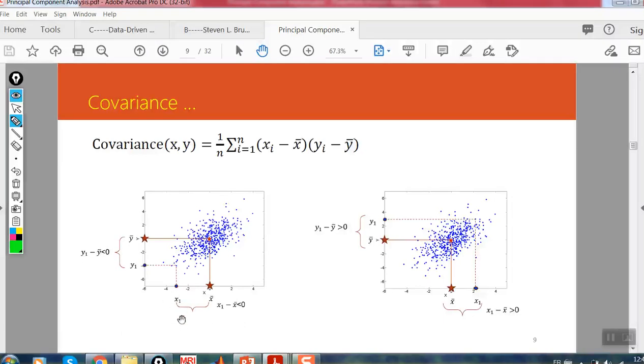For this, x1 is negative because x1 is smaller than the average of x, or the mean of x. And here also y1 is smaller than the mean of y. Then this distance is less than 0. But on the right, the distance is the converse of the left.